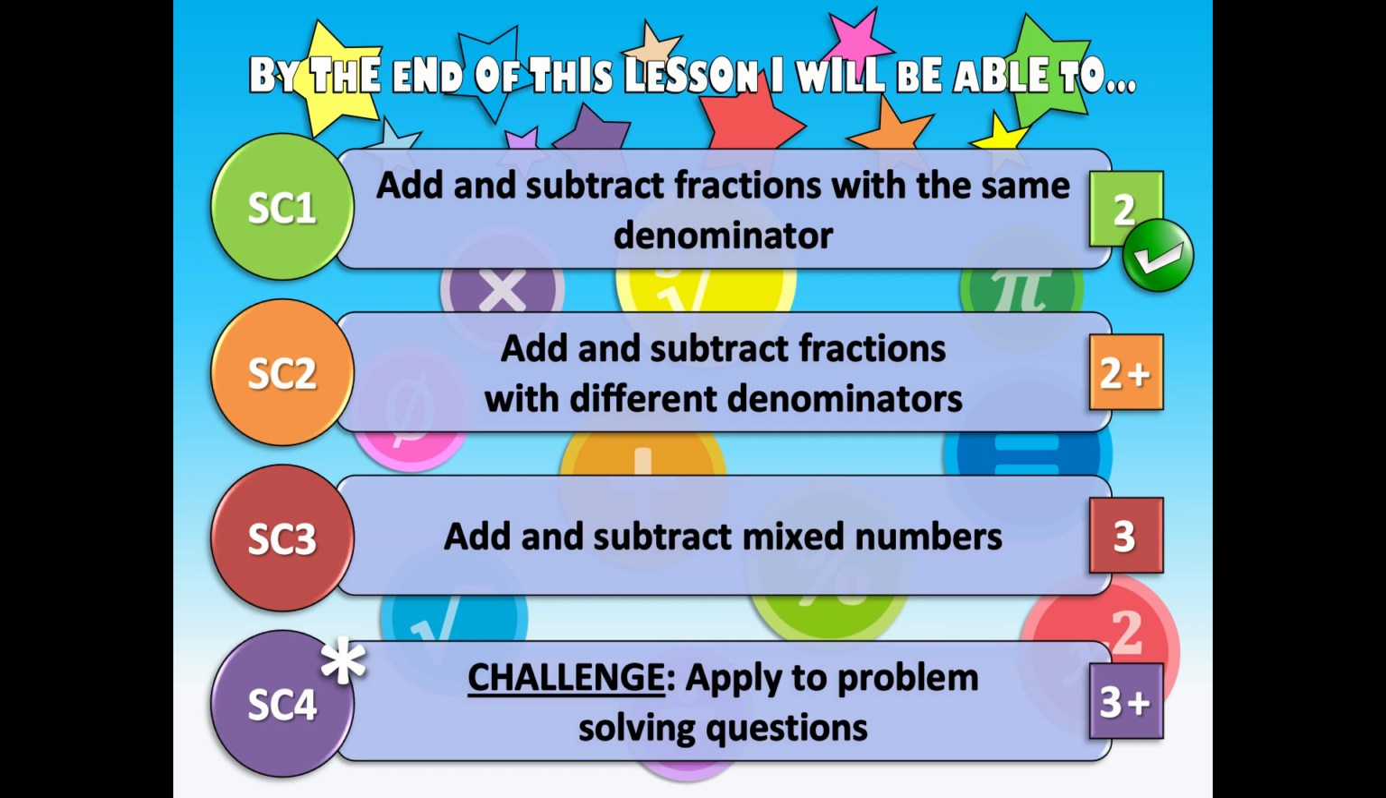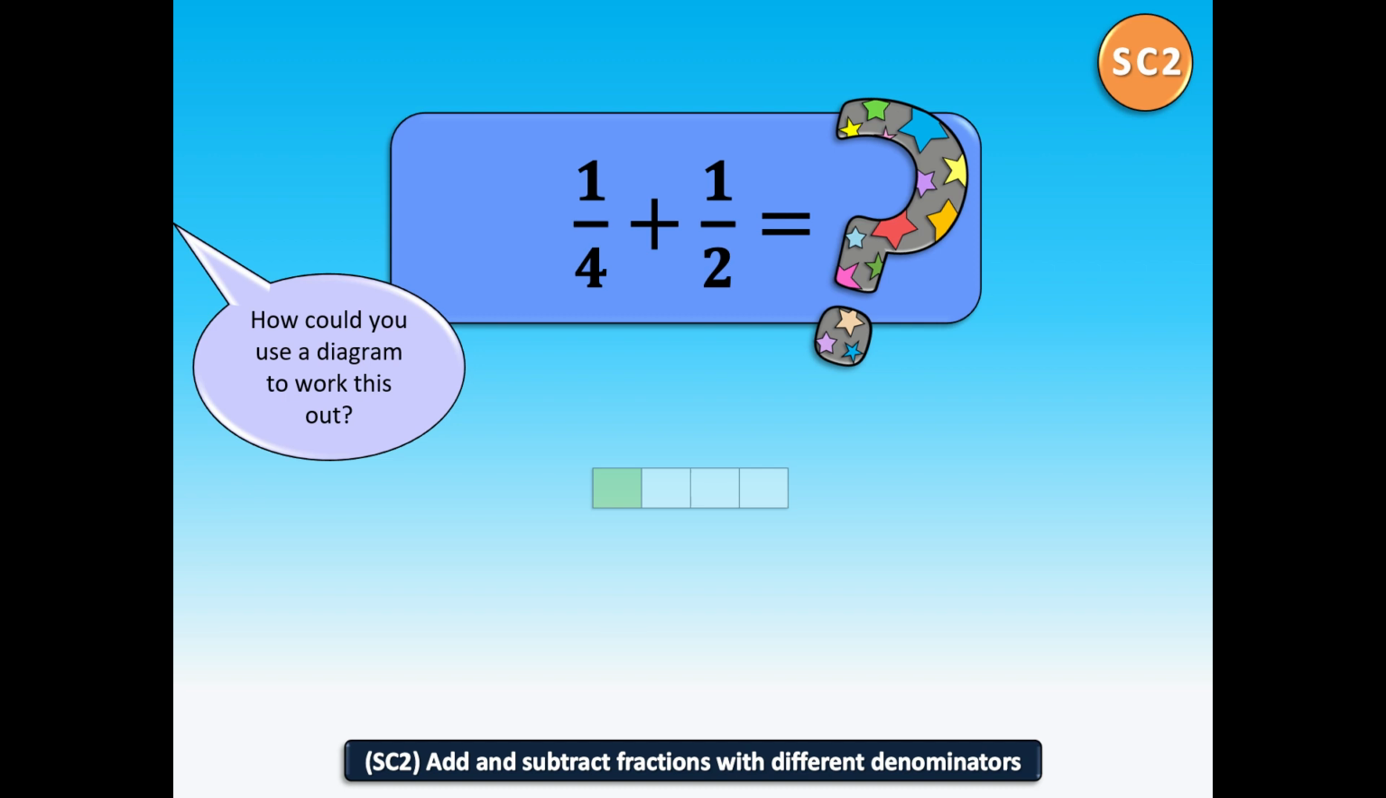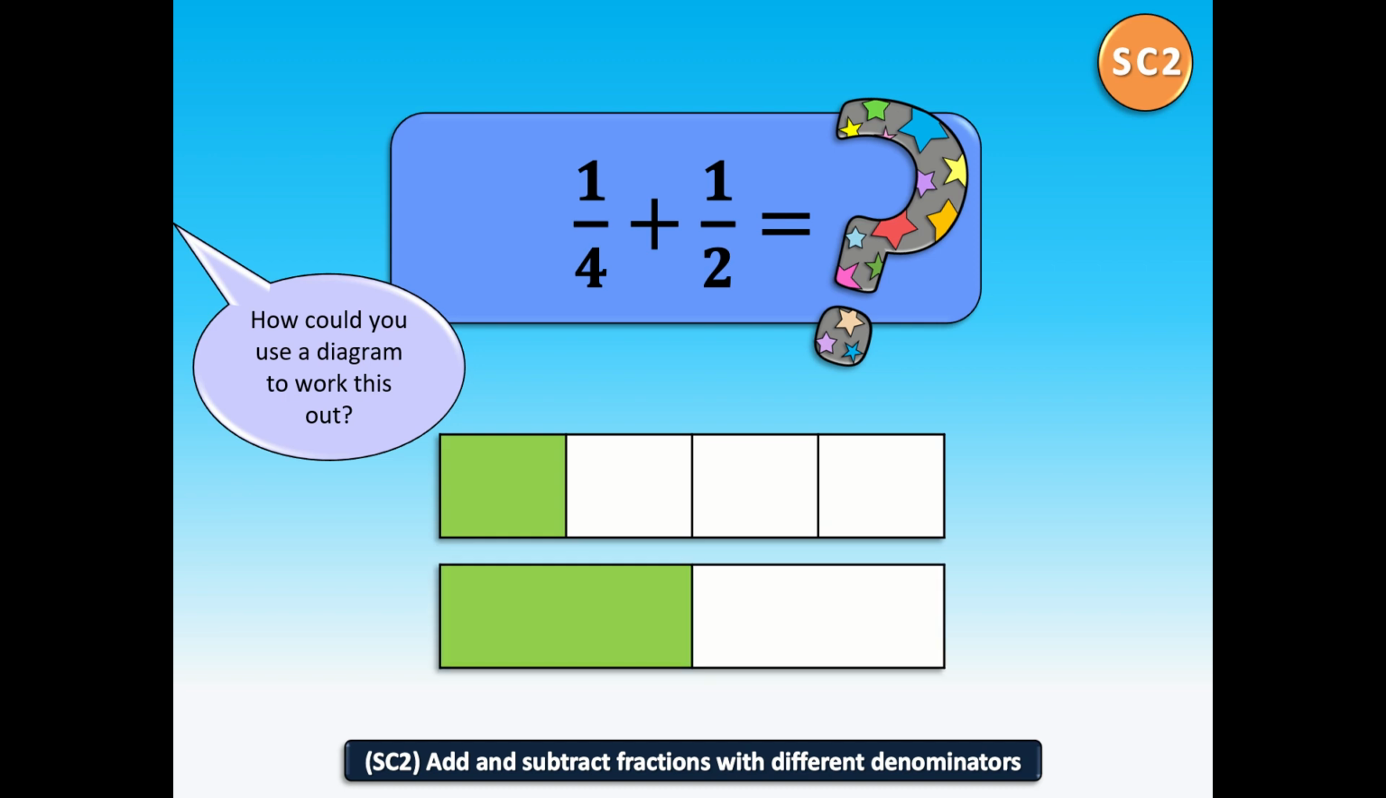So now we've completed success criteria 1, we're going to move on to number 2, and this is to add and subtract fractions with different denominators. So when the denominators are different, we need to do something else. So here we've got 1/4, and we want to add a half. So if we split the half into quarters, you can see we've got 3/4 altogether.